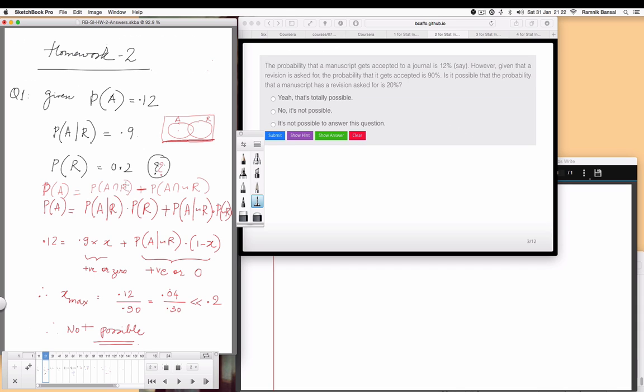Fair enough. So we use whatever Lavita has written, the same formula we used, and this is correct, right. So we do a similar thing here: probability of A given not happening of R into probability of R not happening. All right, so let us see what we get. We are given that probability of A is 0.12, right? Now probability of A given R is 0.9 into probability of R.